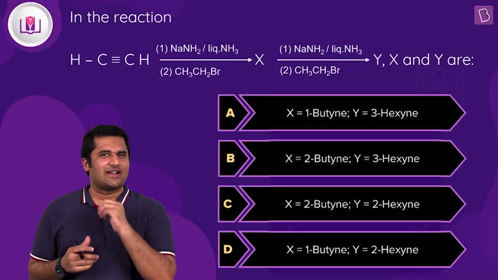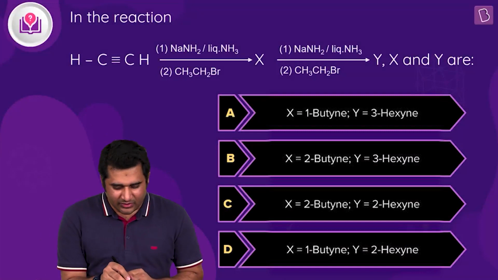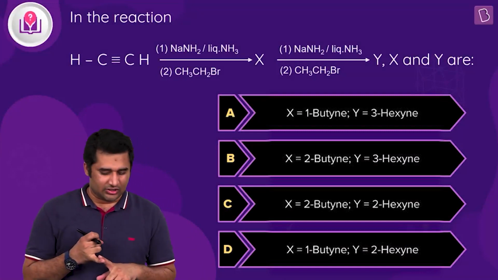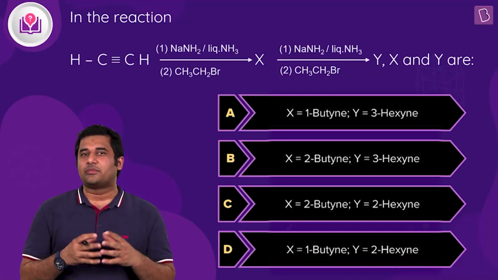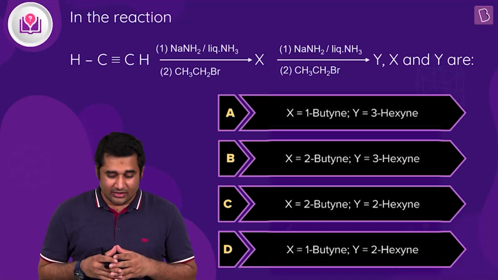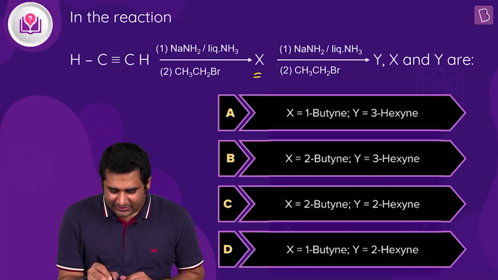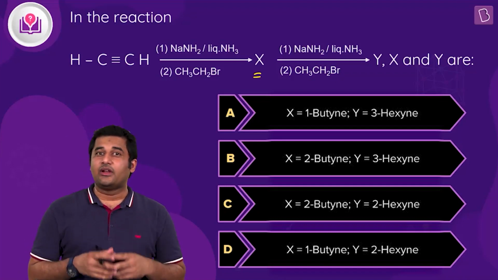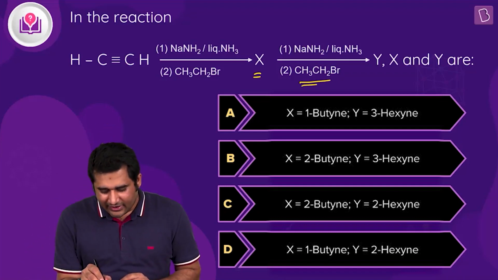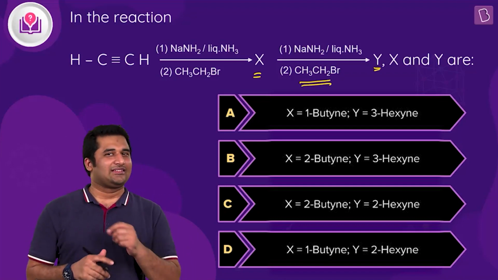Hi, let's have a look at this question. You can see in the question we have a reaction given to us wherein we start with acetylene, or you can say ethyne, and it is made to react with NaNH2 in the presence of liquid ammonia, followed by reaction with ethyl bromide. And what we are getting is X. And it is further made to react with NaNH2 in the presence of liquid ammonia and again ethyl bromide. And what we are getting is Y. So we have to find out X and Y. Very easy question. Let us see how to answer.